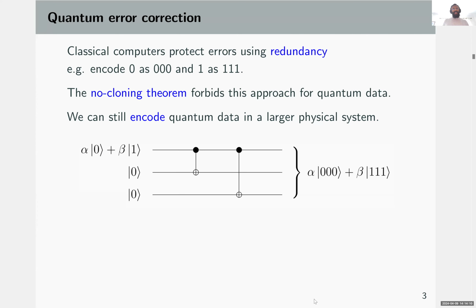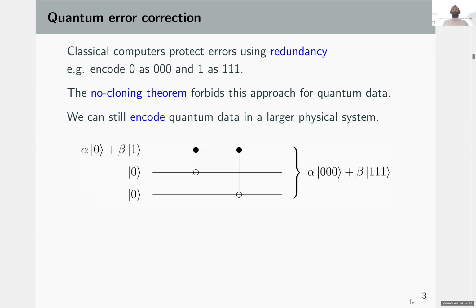So here's a simple example of how we might use redundancy to encode an arbitrary qubit. If we start off with some qubit, alpha 0 plus beta 1, we can just use the C-naughts to copy, to sort of just expand 0 into 0, 0, 0, and 1 into 1, 1, 1.